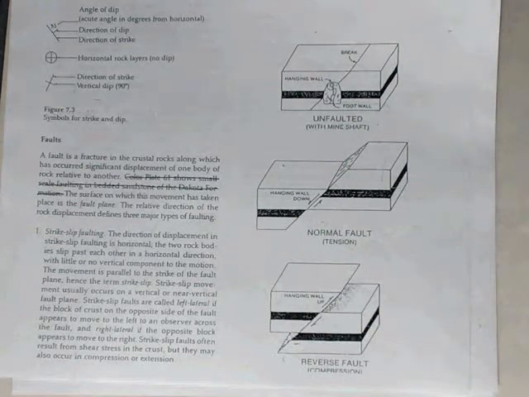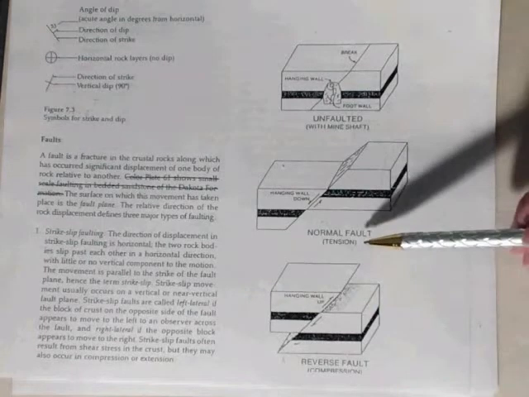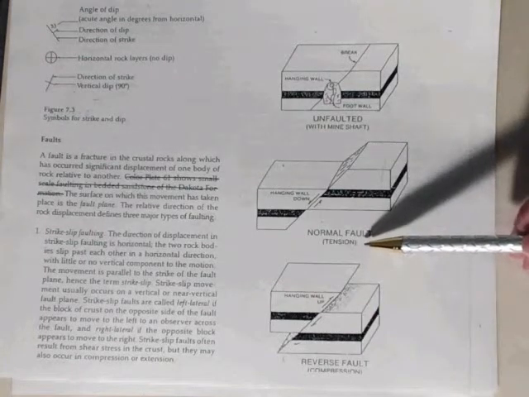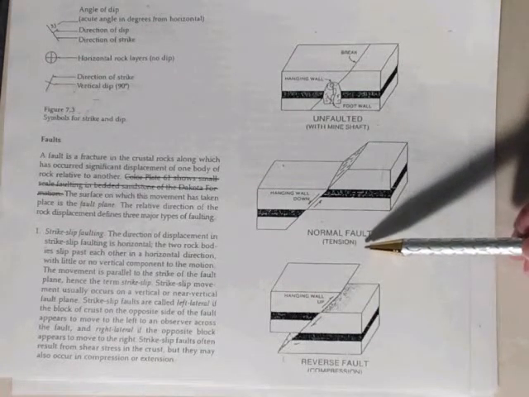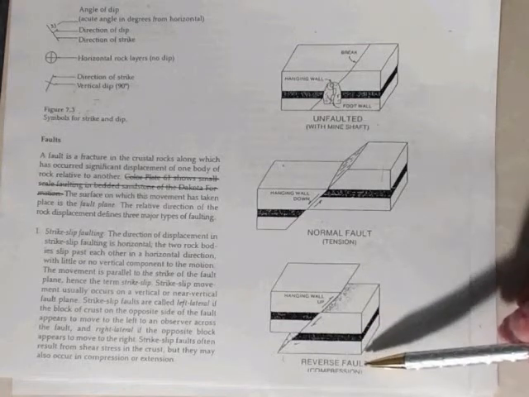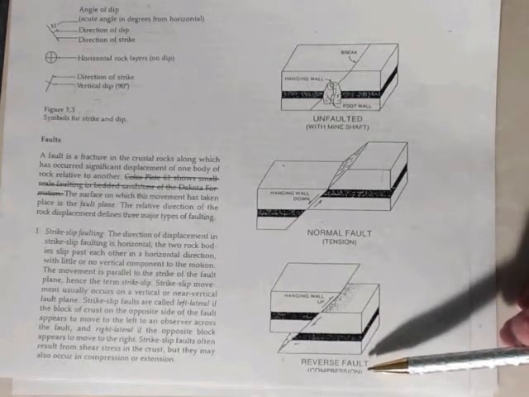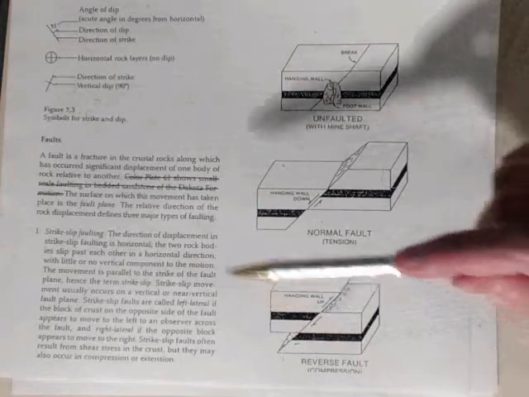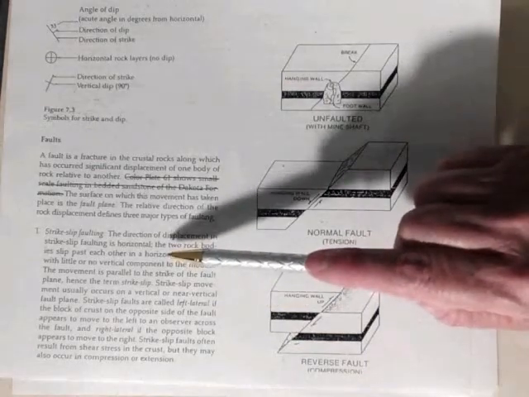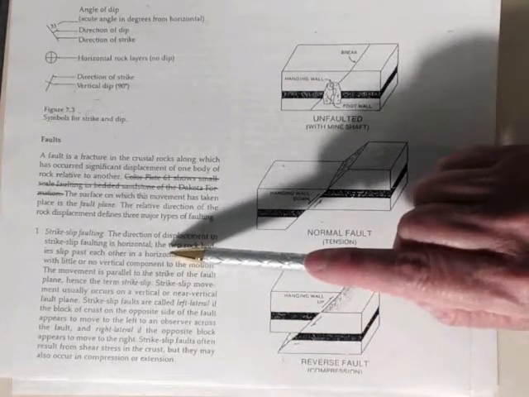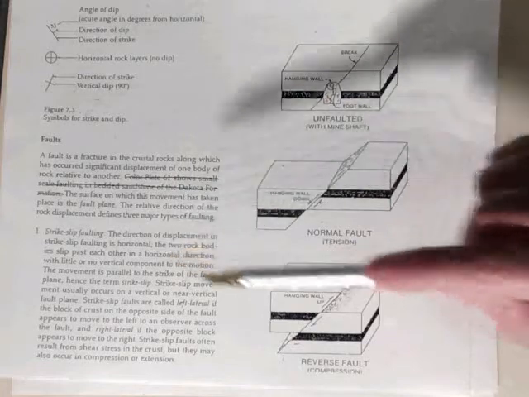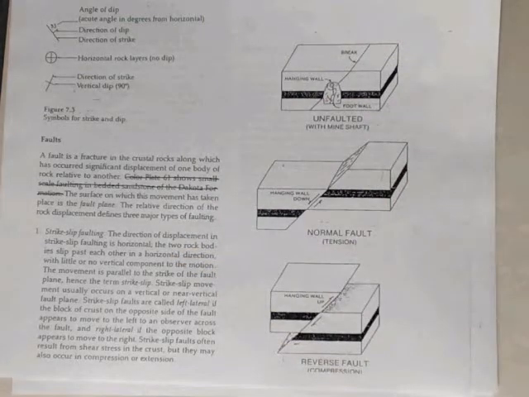And just pay attention to the type of stress that causes that. So tension for normal dip slip fault, compression for a reverse dip slip fault, and then shearing for both our varieties of the strike slip faulting, right lateral or left lateral. Both of those are from shear. So we do need to know the type of stress and the names of our structures here as well.